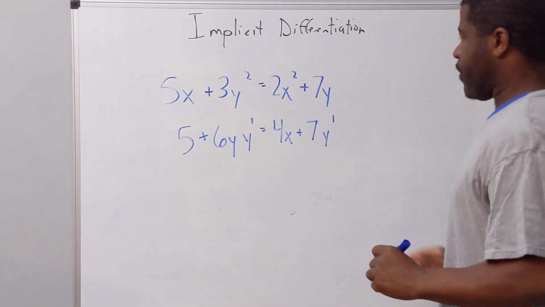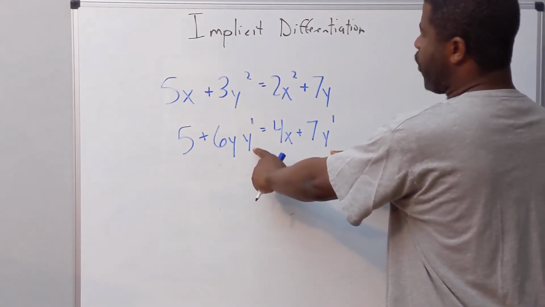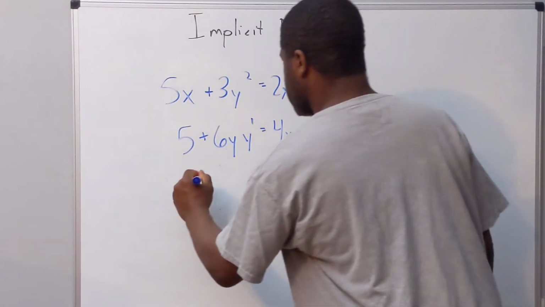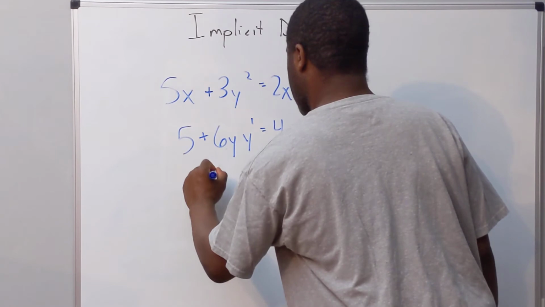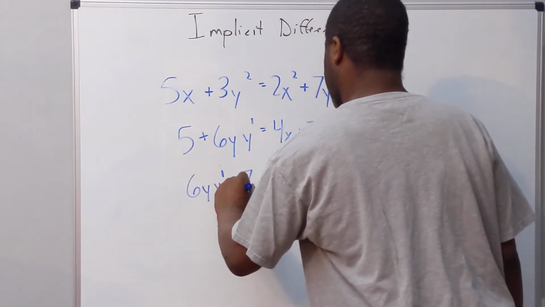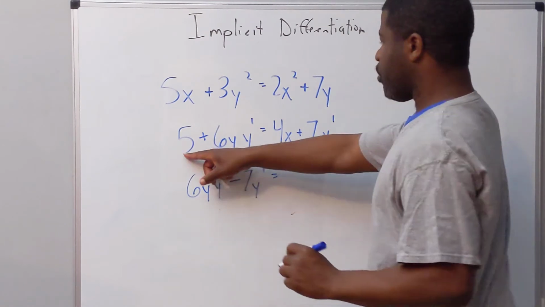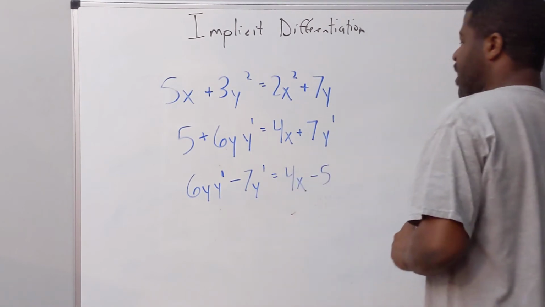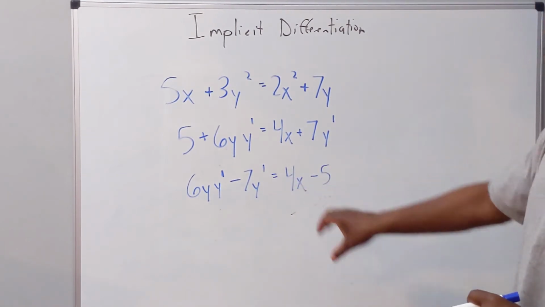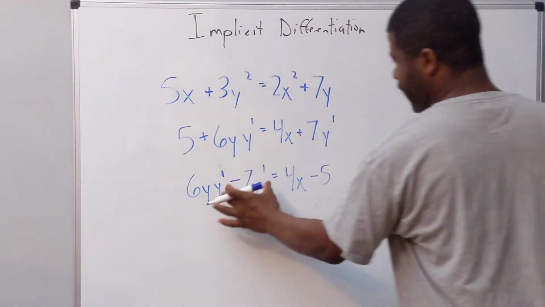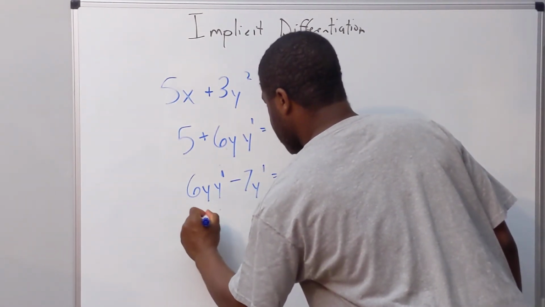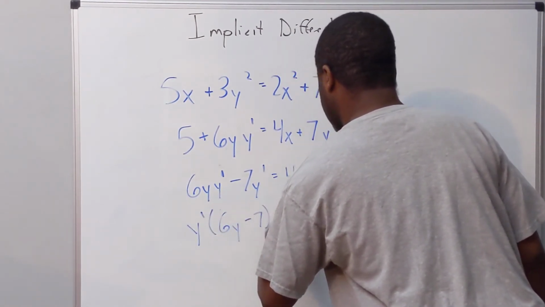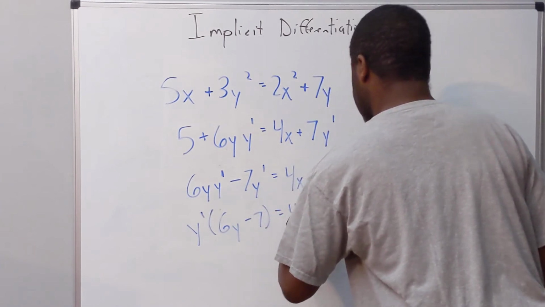Now we have something different here. Now we have y prime on both sides of the equation, which we needed on one side of the equation. So we have 6y y prime minus 7y prime, and I'm going to move this 5 to the other side of the equation, equals 4x minus 5. Remember, we still need to isolate y prime. So what will I do? I will factor it out here. I factor out a y prime. That leaves us 6y minus 7 is equal to 4x minus 5.